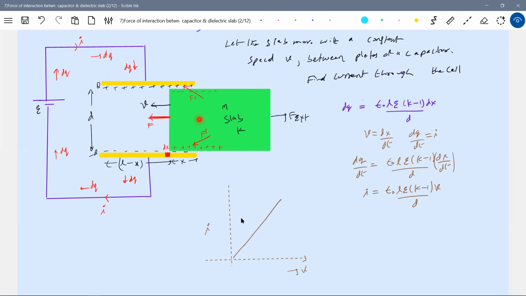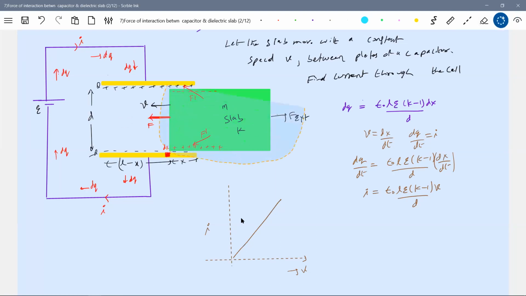Now, if you're moving the slab like this, it'll come in. Once it is fully between the plates, afterwards it will start moving out. As it starts moving out, the charge will decrease. So the current will happen as the plate moves from left to right, and something will happen to the charge. First, the amount of charge will increase, until the slab is fully between the plates.